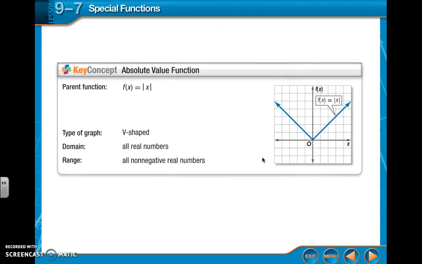And now we'll move on to absolute value functions. Absolute value is a V, and just like a parabola, it has a minimum point or a maximum point if it's upside down. So I want you to keep that in mind because you can find the minimum or maximum on the calculator.